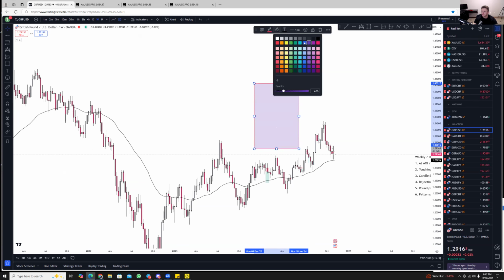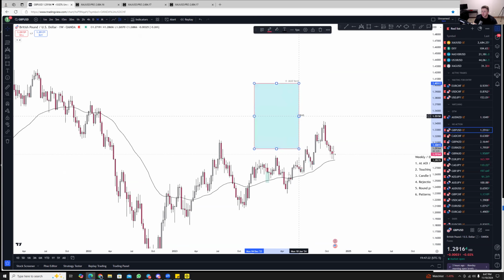Turn it blue. So we have 3 time frames in sync. Step 1: weekly bear, daily bear, and 4-hour bear, equaling 30%.